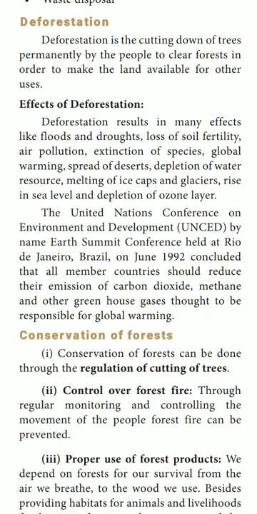So the UNCED, the United Nations Conference on Environment and Development, by name Earth Summit Conference, where was it held? It was held at Rio de Janeiro, which is in Brazil. In which year was it held? June 1992. So they concluded all member countries should reduce their emission of carbon dioxide, methane and other greenhouse gases, which are responsible for global warming.